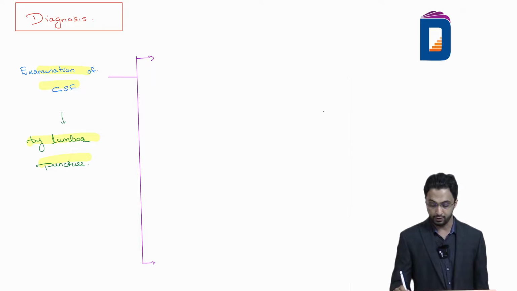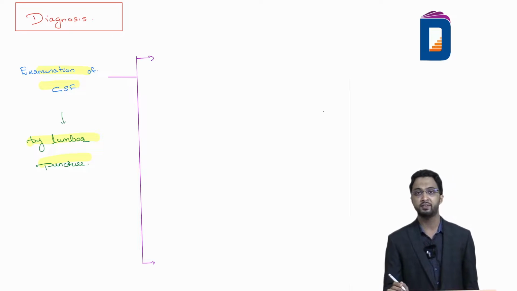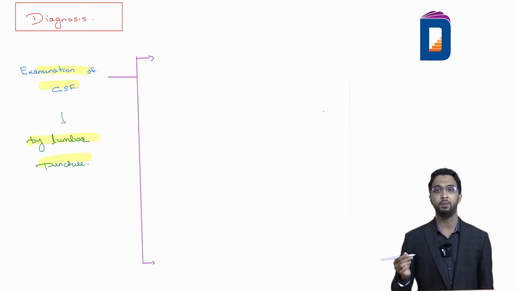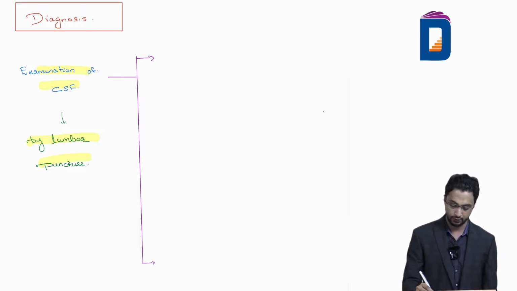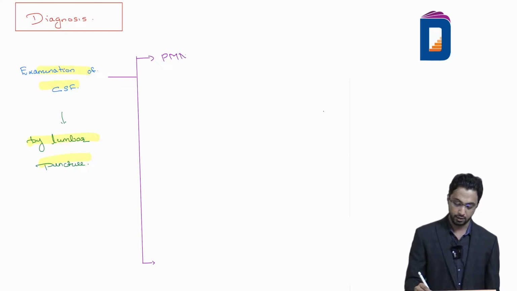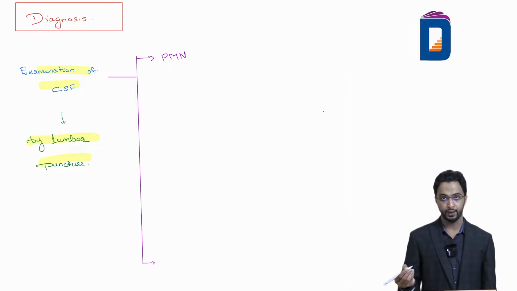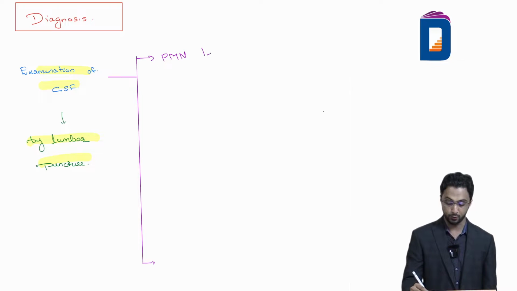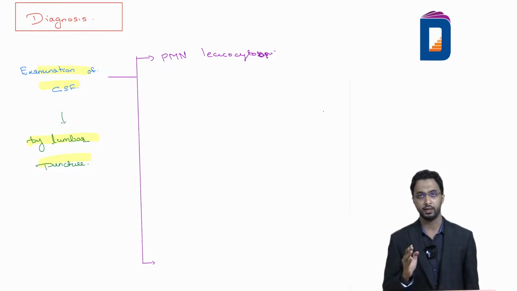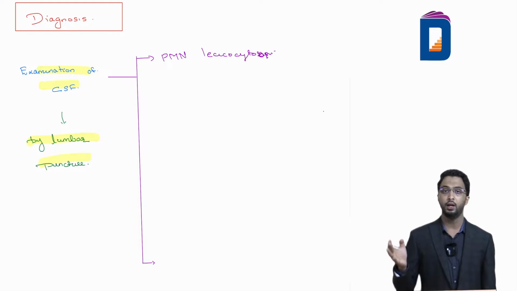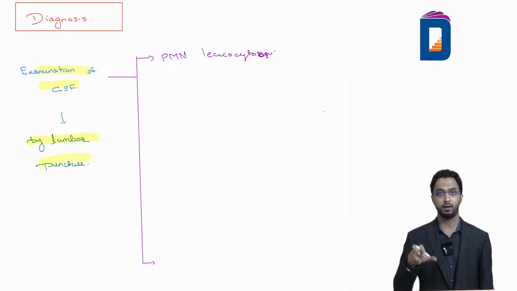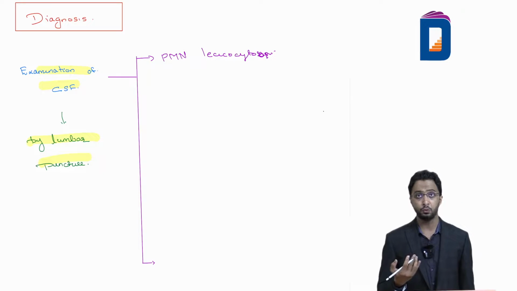Now what are the features you could see when you examine the CSF in a patient with acute bacterial meningitis? So most important is PMNL, or polymorphonuclear leukocyte, or leukocytosis I would say. That is, neutrophils are increased. You know that any acute bacterial infection, other than tuberculosis, can cause an increase in neutrophils. So there's not much of a problem.